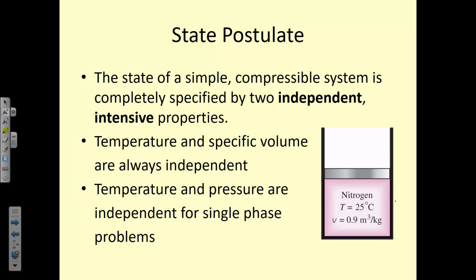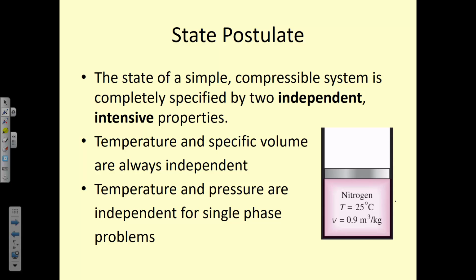Okay, so intensive and extensive properties, temperature, pressure, specific volume, are important to us because we use them to find all of the other property values of the system. So we can define all of the other properties of a system if we know two independent intensive properties. Okay, so the state postulate is that the state of a simple compressible system is completely specified by two independent intensive properties. So again, these properties are independent, meaning that they don't rely on one another.